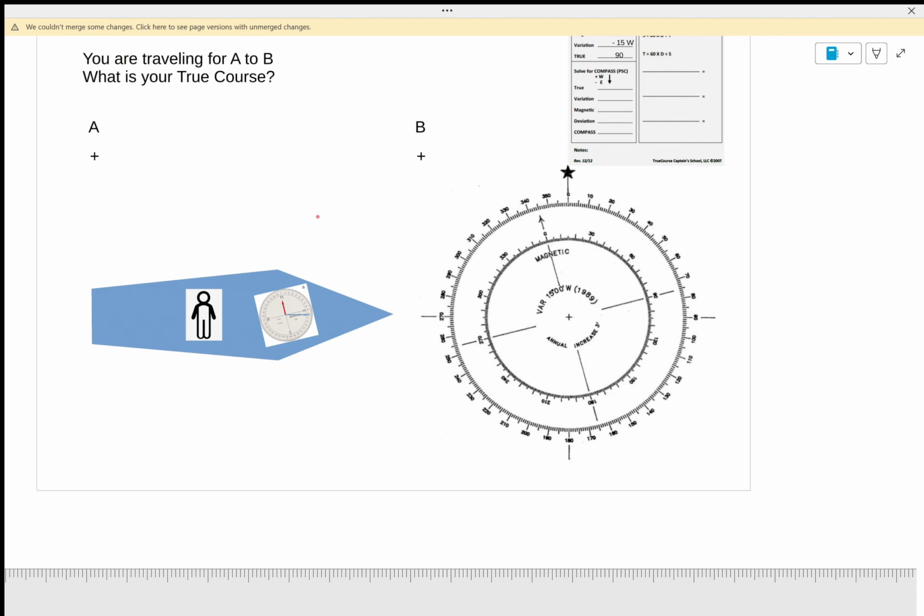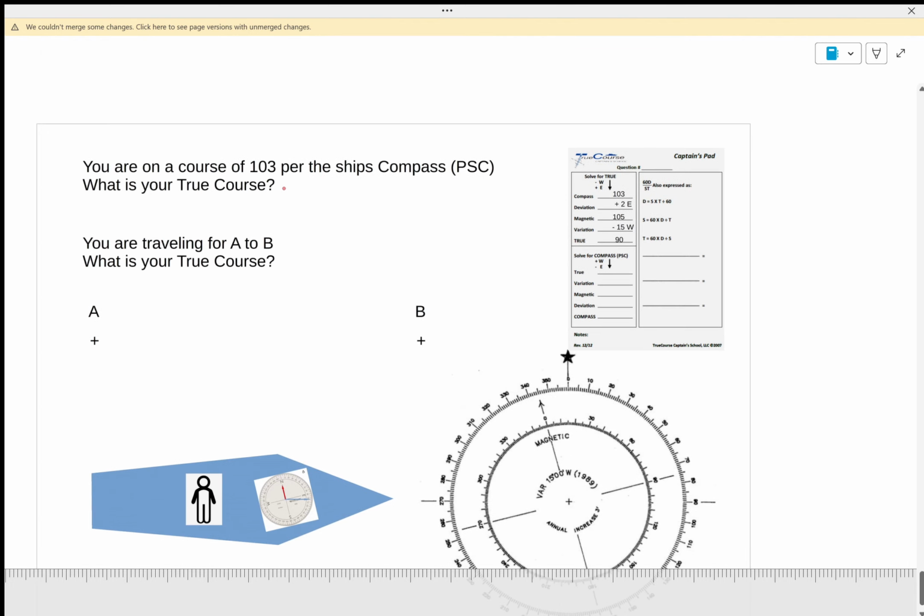So geographic North Pole is straight north. Straight up is north. Down is south. East is to the right. West is to the left. So the compass is going to measure something different. So I'm on this boat and I look across and it's 103 degrees. And that's what they're telling us. 103 degrees per the ship's compass.